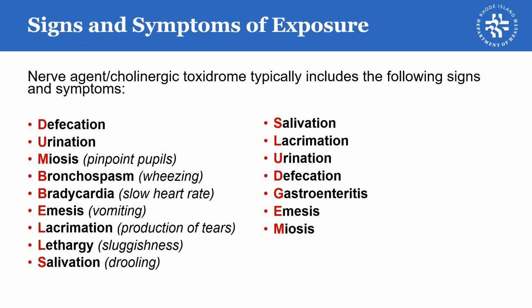As previously mentioned, symptoms of exposure to either organophosphate pesticides or nerve agents can include the following: defecation, urination, miosis, bronchospasm, bradycardia, emesis, lacrimation, lethargy, and salivation. An easy way to remember the symptoms of exposure is through the mnemonics DUMBBELS or SLUDGE-M.